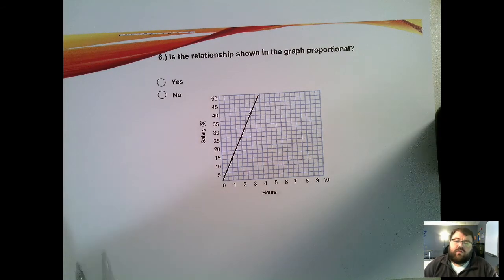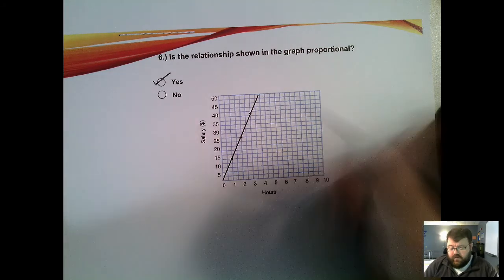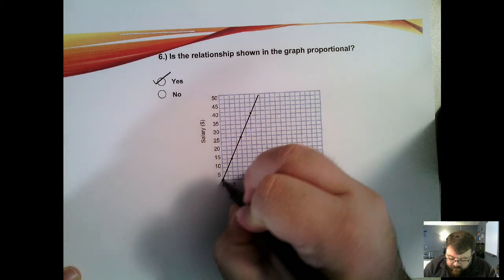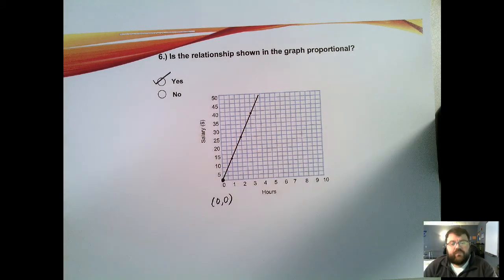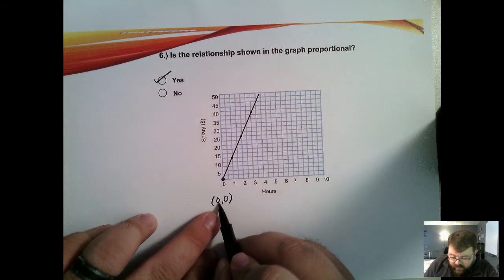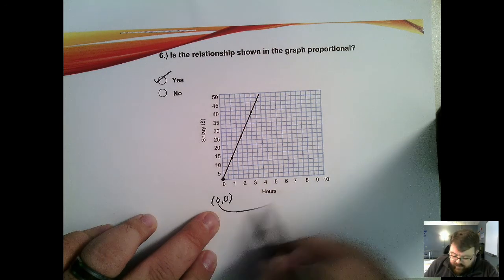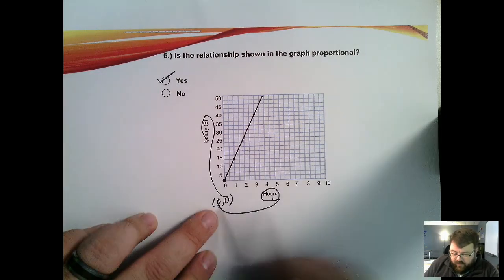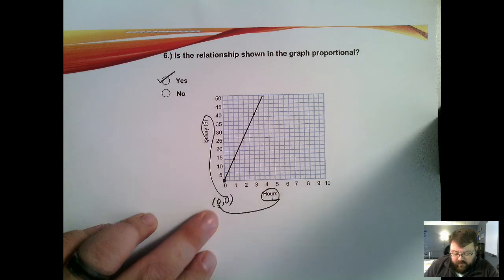Is the relationship shown in the graph proportional? Hopefully you said yes, and it is yes because it is a straight line that passes through the origin. Something that we want to also review here is if you have the point 0, 0, a lot of you know that is the origin, and on your assignment you wrote that it was the origin, but we wanted it in context of the problem. 0, the title of the x-axis is hours. 0 hours, 0 salary. So if you work 0 hours, you will make $0.